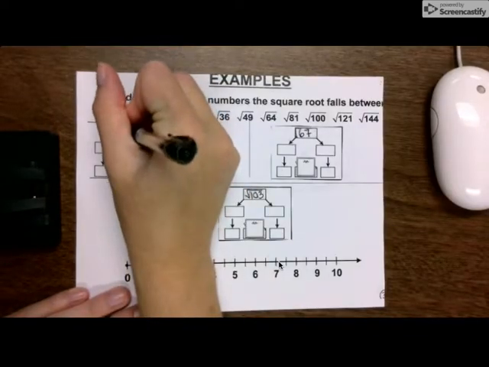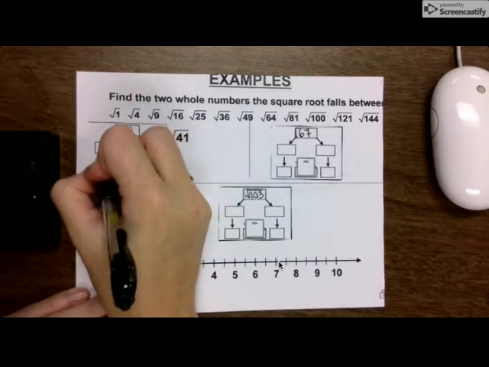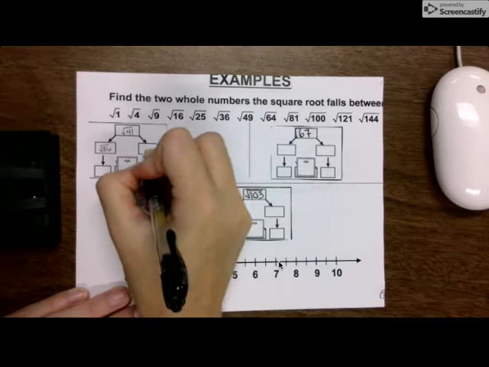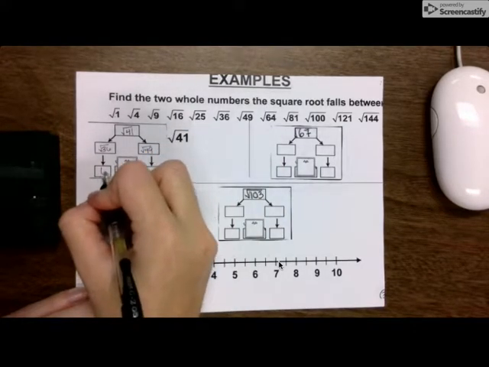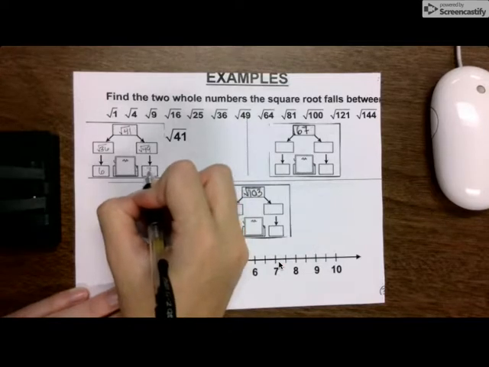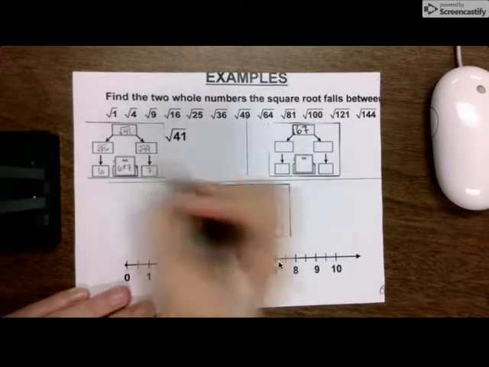Square root of 41 falls between which two? 36 and 49. Square root of 36 is 6. Square root of 49 is 7. So 6 and 7.